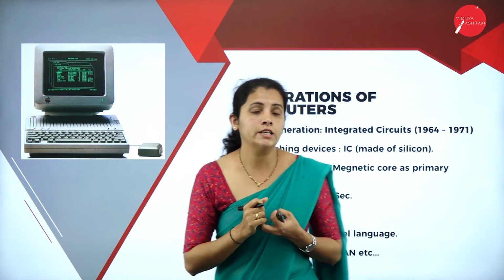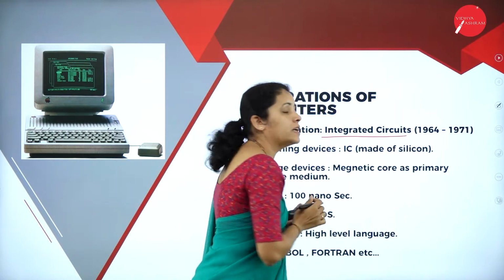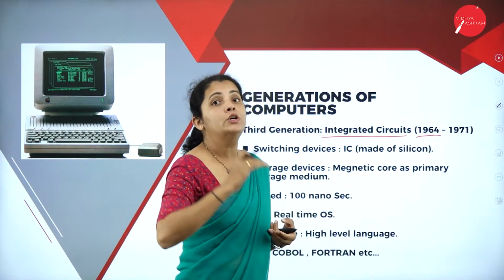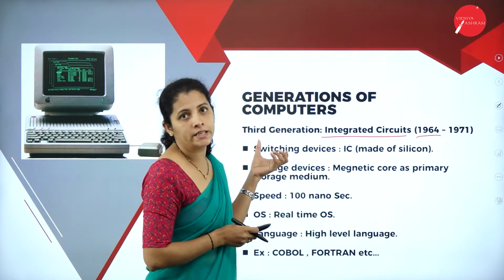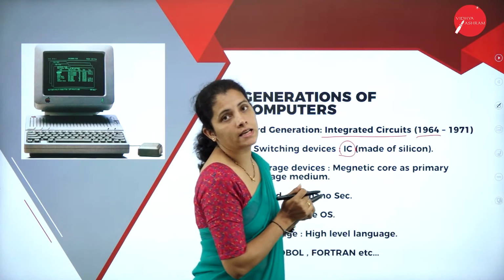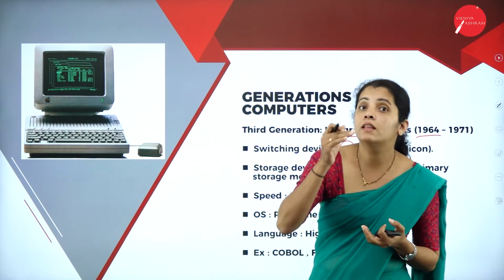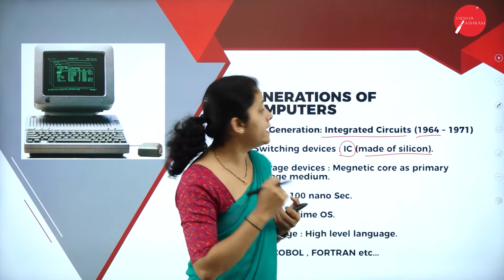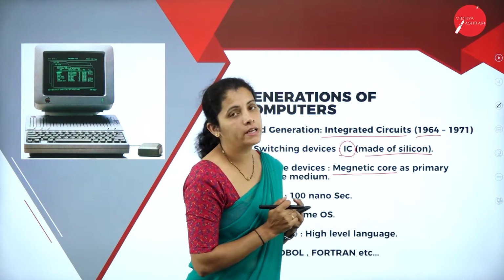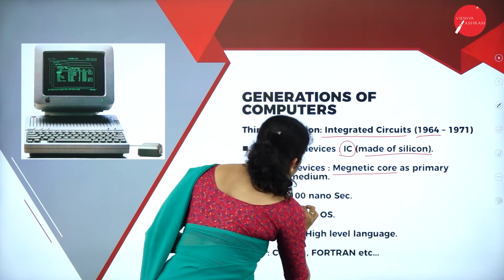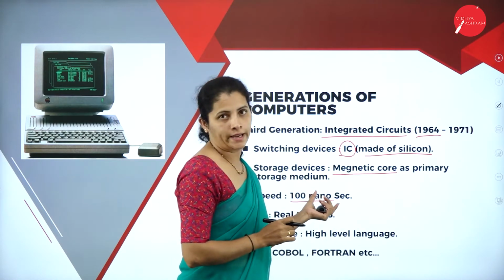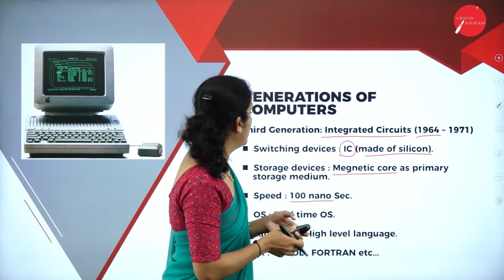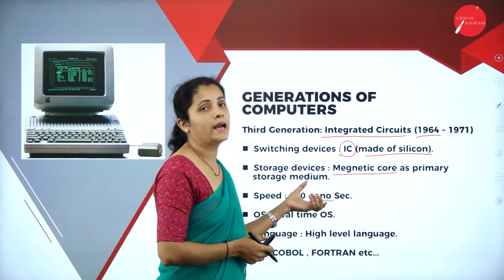During third generation computer system, they had integrated circuits, and the time period is from 1964 to 1971. During those days, they started using switching devices like IC. Here IC is nothing but integrated circuit, and the integrated circuits are made using silicon. They started using magnetic core as the primary storage device, and the execution speed of these machines is measured in nanoseconds. The execution speed here is 100 nanoseconds.